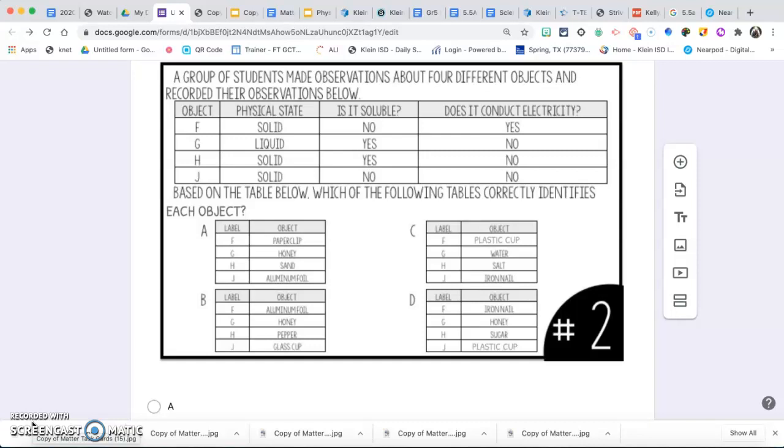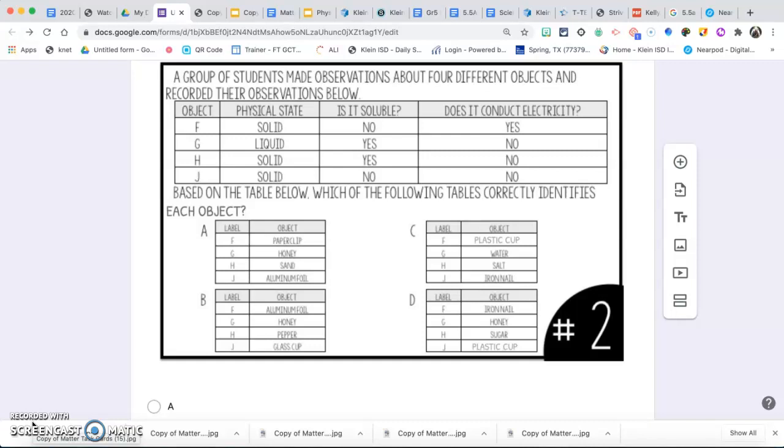Choice A. Label F, object paperclip. Label G, object honey. Label H, object sand. Label J, object aluminum foil. Choice B. Label F, object aluminum foil. Label G, object honey. Label H, object pepper. Label J, object glass cup.